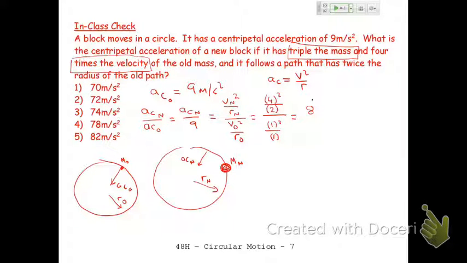The most common mistake is people will tell me AC new is 8 meters per second squared because they didn't write this front end down. AC new over 9 is equal to 8 over 1. AC new is equal to 8 over 1 times 9, which equals 72. 72 meters per second squared.